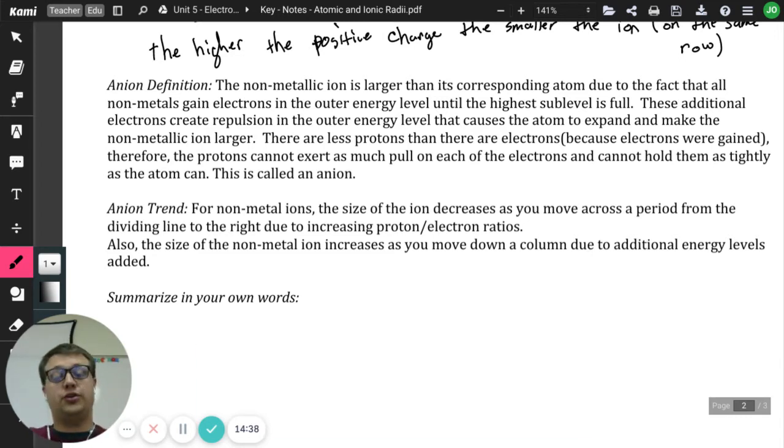So what is our trend for this, for our anions? Our trend is essentially this. The size of the ion is going to decrease as we move from left to right. Okay? Now, why is that?